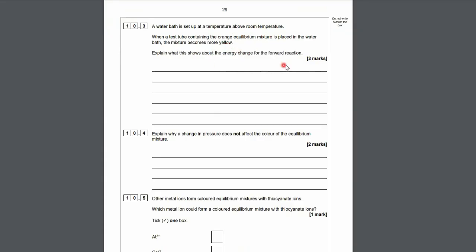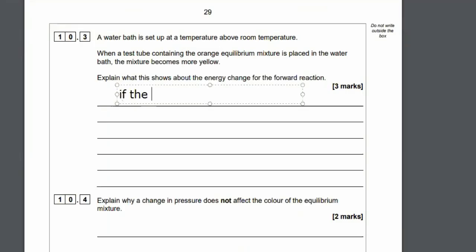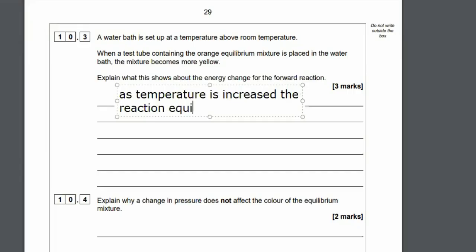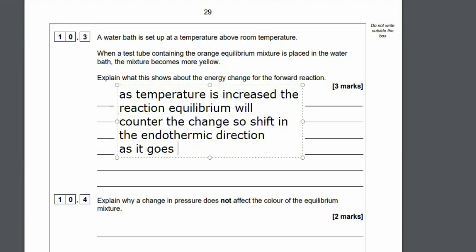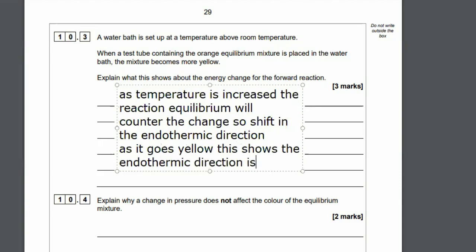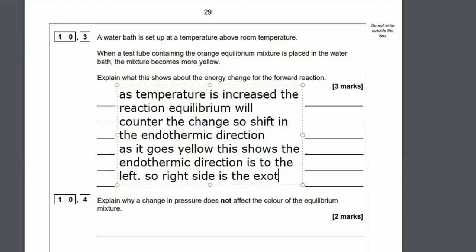Right, 10.3. A water bath is set up above room temperature. When a test tube containing the orange equilibrium mixture is placed in the water bath, the mixture becomes more yellow. Explain what this shows about the energy change. Well, if the mixture has become more yellow, it's shifted to the left-hand side when we did a temperature increase. So if the change tried to counter that temperature increase by shifting to the left, it means the left-hand side would be the endothermic direction. So when you increase the temperature, the equilibrium shifts in the endothermic direction, which was yellow.